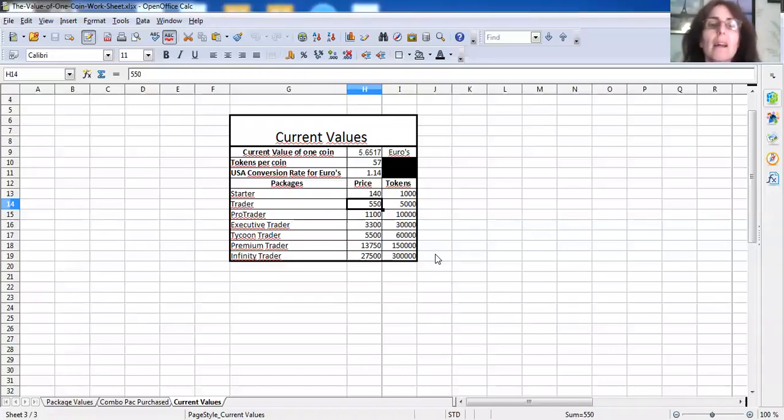I'm just going to explain to you with my trusty Excel spreadsheet how the actual system works when it comes to tokens. Now, these are the basic packages that you can buy. In England, remember, you've got to buy the starter pack as well as whatever other pack that you need. In other countries other than England, you don't have to buy the 140 pack. You can just go and buy which pack you want. This is all in euros. And the current value of one coin is 5.65.